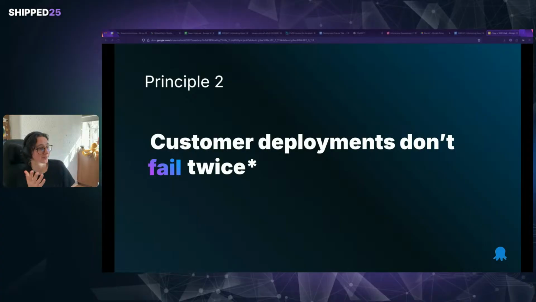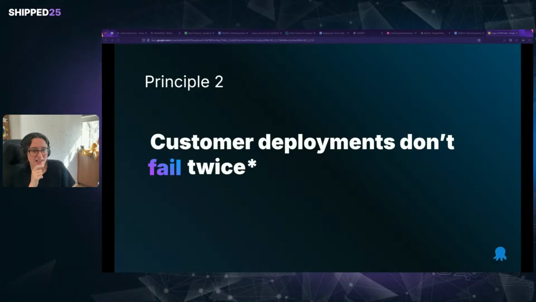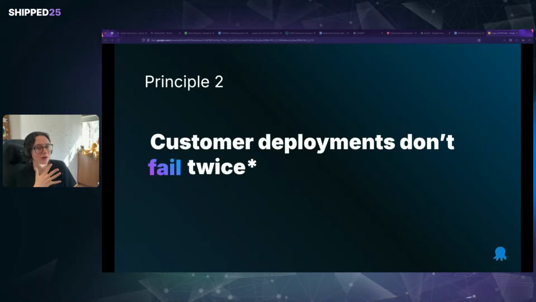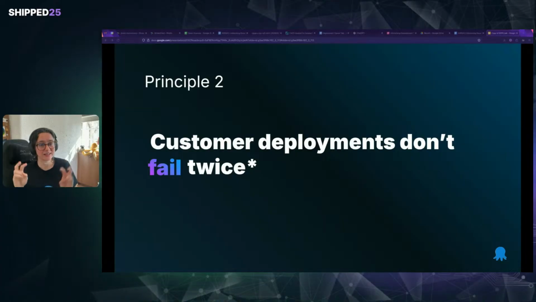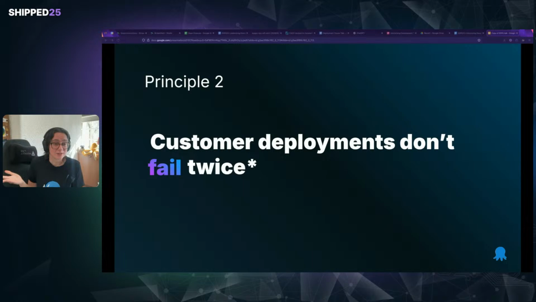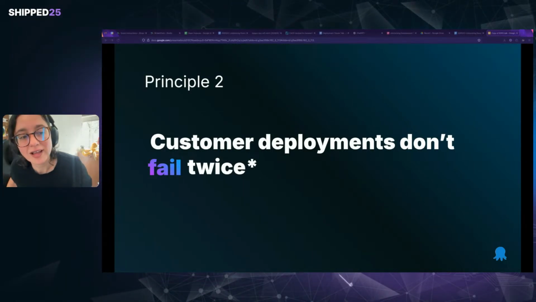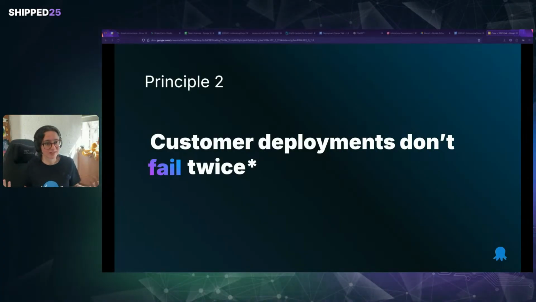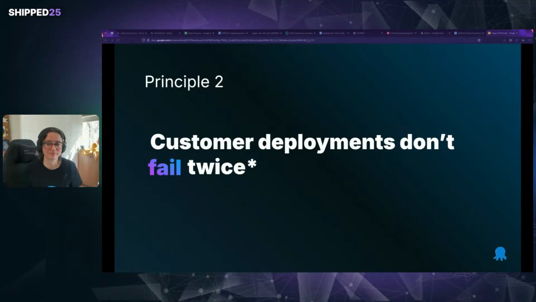Our second principle: customer deployments don't fail twice. This is trying to mitigate that failure mode we talked about before, of a one-way door where a customer might get stuck on the new pipeline. If we do a migration, and their deployment doesn't work, we've migrated them to the V2 pipeline and we can't easily switch them back to the V1 pipeline, that leaves them in a broken state. And for their mission critical production deployments, which remember, is all of them, we don't want that.